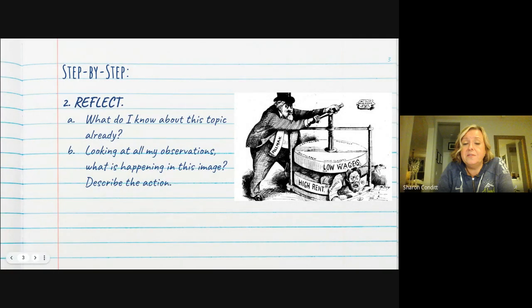Our second step then is to reflect. I would look at this cartoon and I would go, what do I already know about this topic? And so in 2A, I'd really answer that question. What do I know? Well, if you reflect back on just the past few days of what we've studied on industrialization, there's some topics you know a little bit about.